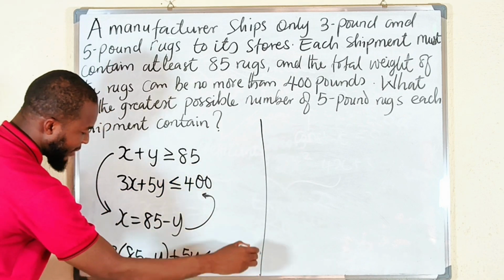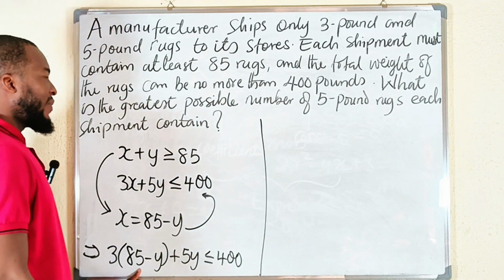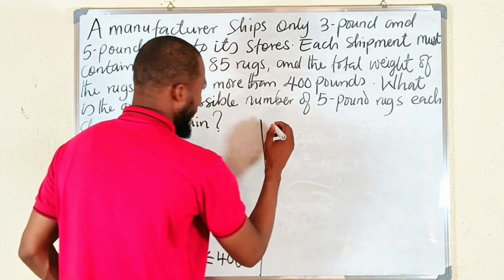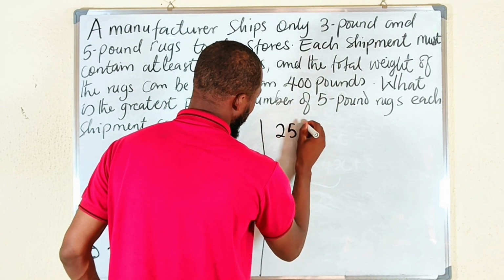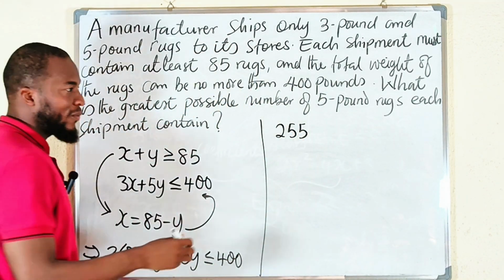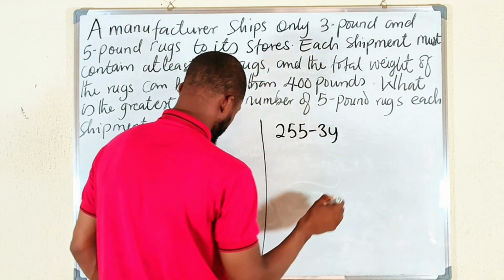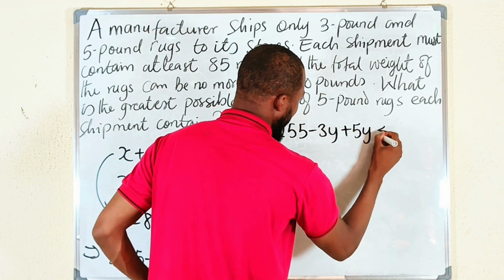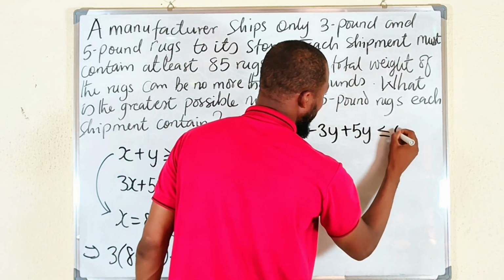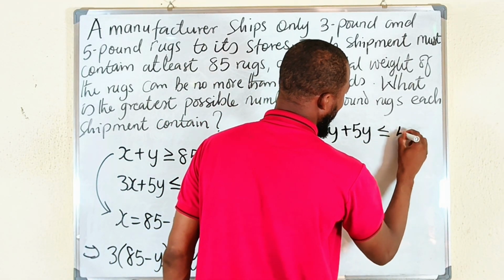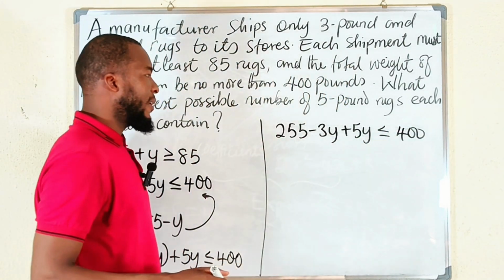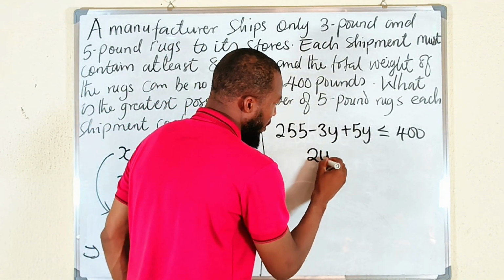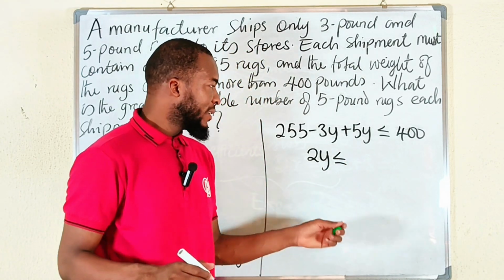Let's go to the other side. 3 times 5 is 15. 3 times 80 is 240, so 255. 3 times negative y is negative 3y, plus 5y, less than or equal to 400. All right, I would like to take this one to the other side. This will be 2y less than or equal to, let me do that mentally.